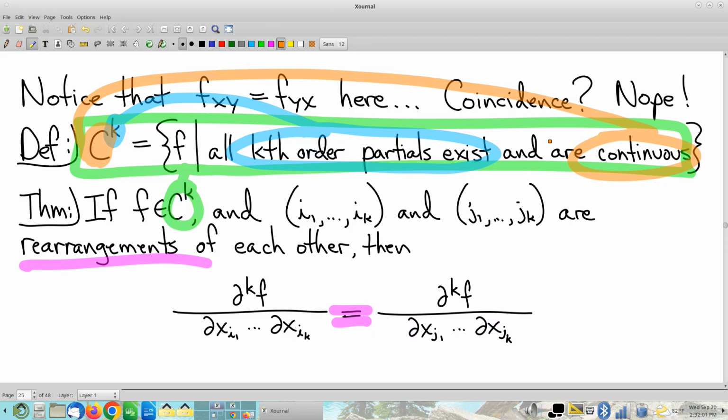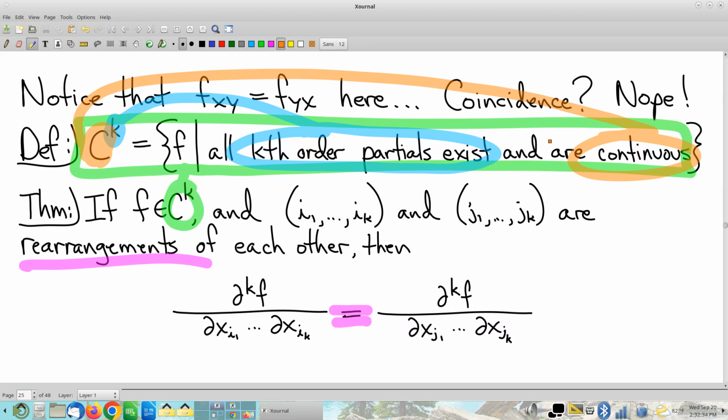That's all it is. And good news, most of the functions that we're going to deal with in this class, most of the functions that you're going to use, I would think, anyway, outside of this class, in engineering classes or what have you, are C infinity, meaning that all of the partials, no matter how many partials you take, are always continuous, right? So this phenomenon of rearrangements giving you the same value works most of the time, which is a really nice fact.